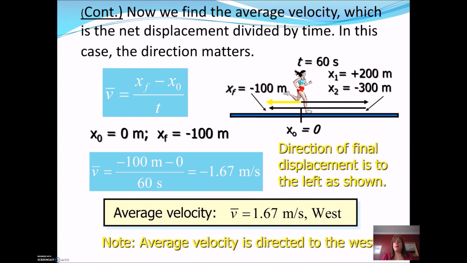So we divide that by 60 seconds, and now we get a negative 1.67 meters per second. The negative means it's to the left of where we started. We could also call that west because we started with positions of 200 meters to the east and 300 meters to the west. So our average velocity is 1.67 meters per second to the west. Make sure you have a magnitude, a unit, and a direction.